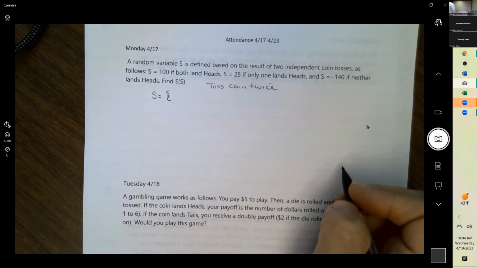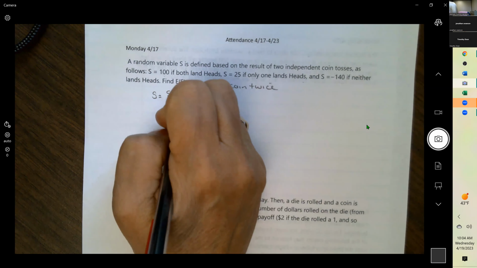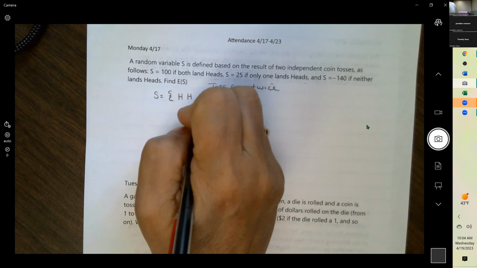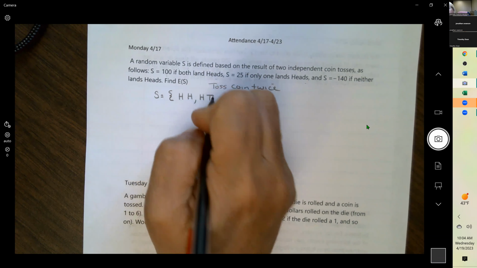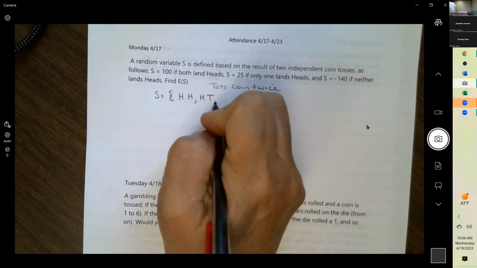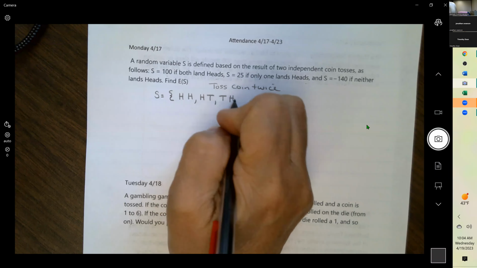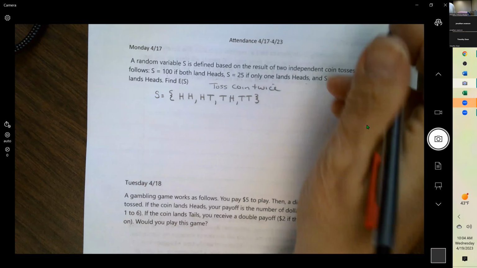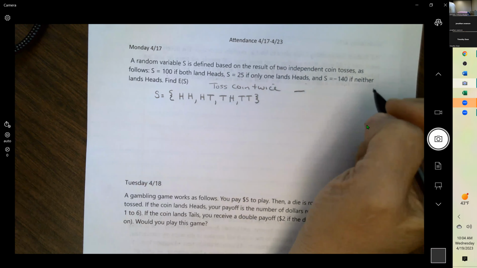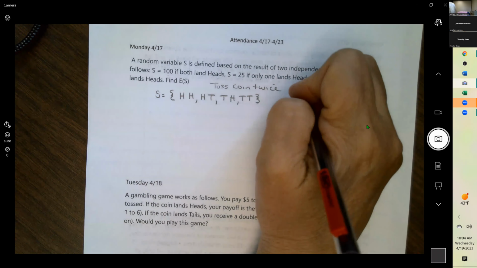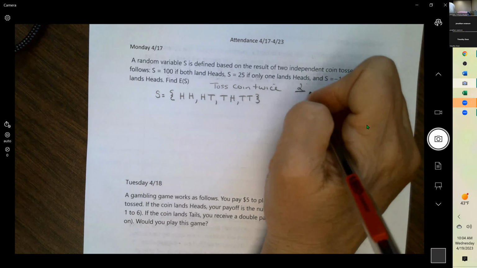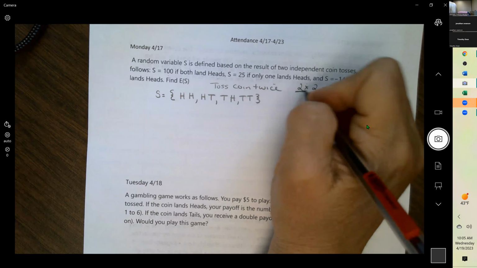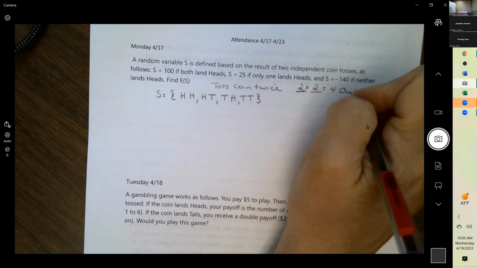We toss a coin twice. We could get a head on the first one and a head on the second one. We could get a head and then a tail. We can get a tail and a head, or two tails. To know if you have all of them, when you toss the first coin, there's two possibilities, heads or a tail. When you toss the second one, there's two possibilities. Multiplying those, there's 4 outcomes.